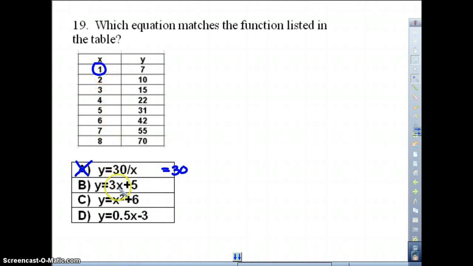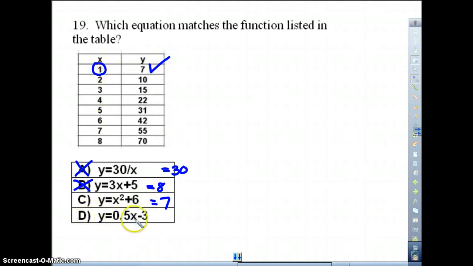Let's put in 1 for x right here. 3 times 1 is 3, plus 5 more is 8. They say the answer is 7. Let's put in a 1 right here. 1 squared is 1 times 1, which is 1, and 1 plus 6 equals 7. I'm liking that.